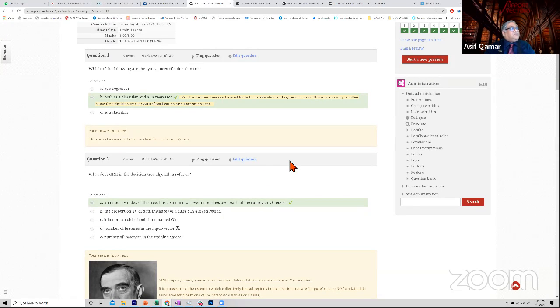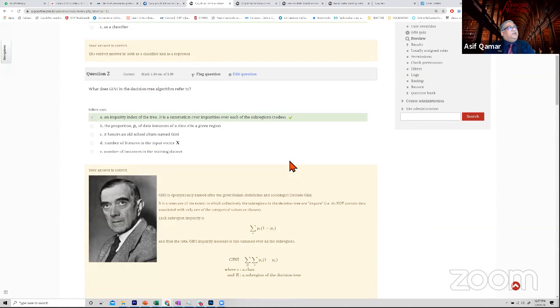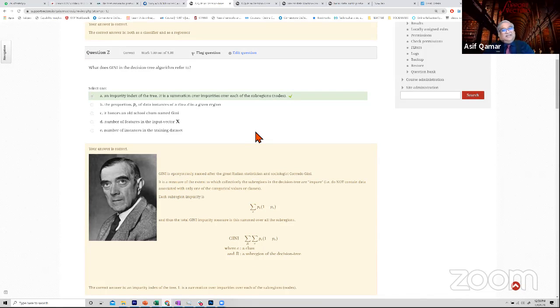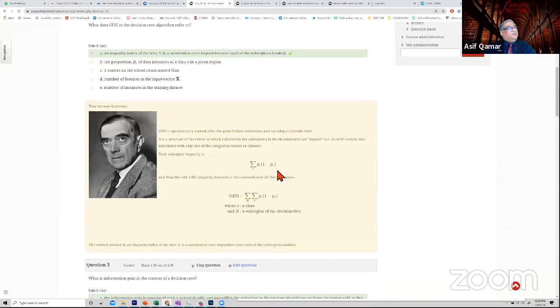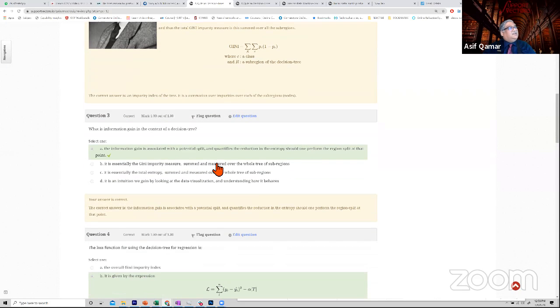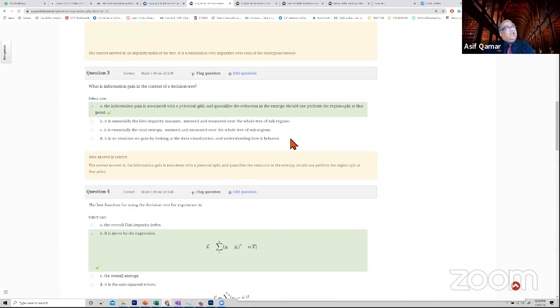The second question is, what does Gini in the decision tree algorithm refer to? By the way, how many of you went for C in honor of an old school chum named Gini? That was just entertaining. It's a thing that I myself learned while teaching this workshop previously. I wondered what Gini was, and then I learned about this great Italian mathematician, statistician and sociologist from the 1800s. So it is his work. It's an impurity index.